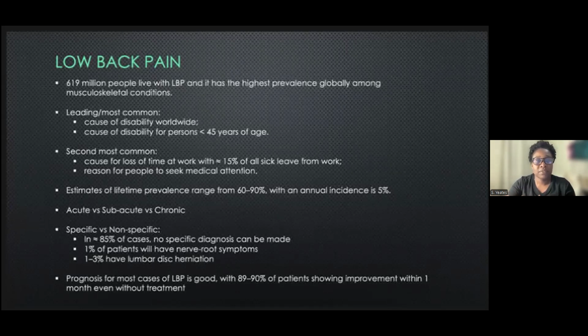Can we pause the video for 1 second, if that's possible?